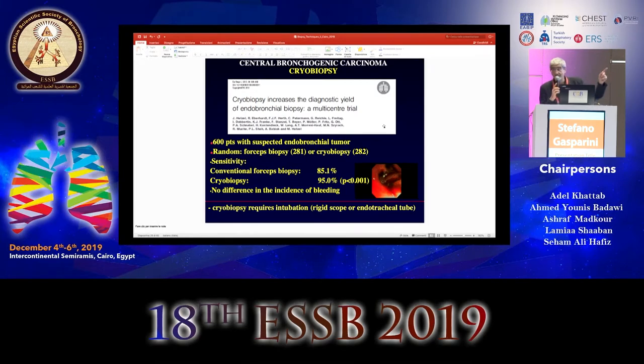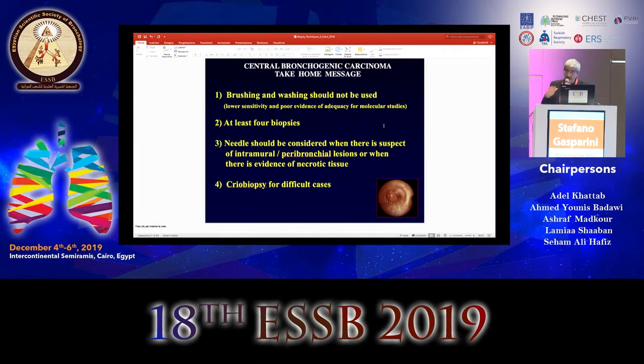Not by chance this study was performed in Germany, but I think that cryo cannot be suggested as a common system in all patients. Well, the take-home message is, please don't use brushing and washing for central and bronchial lesions because there is lower sensitivity and poor evidence of adequacy for molecular studies.